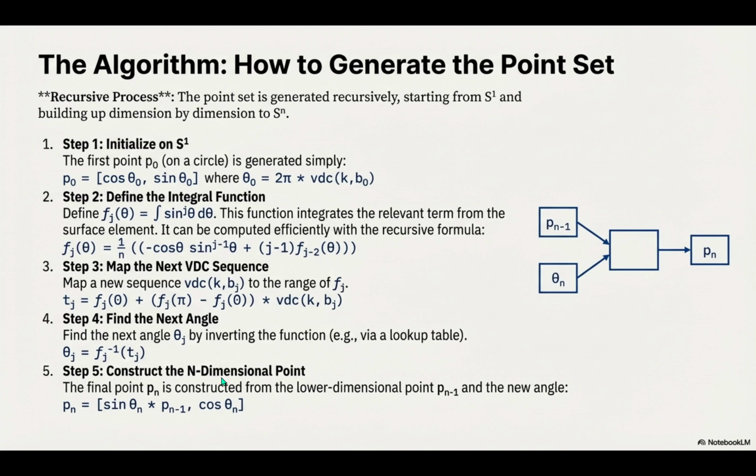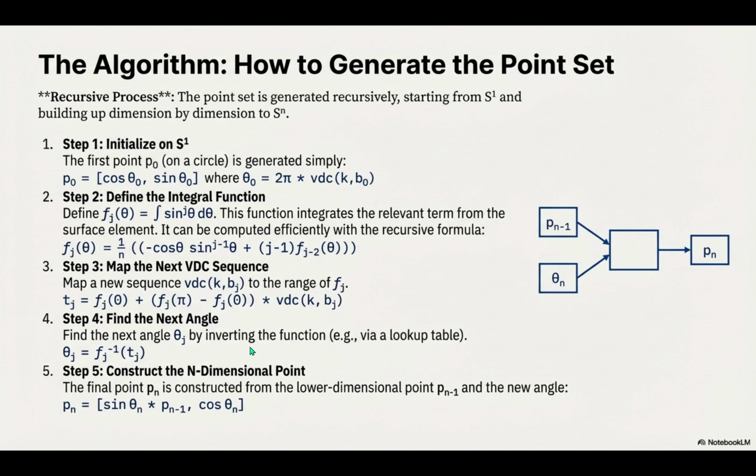Yeah. So once you have this recursive function F_j, how does it connect back to our building block, the van der Corput sequence? You take a new VDC sequence and you map it into the range of that function, F_j. This forces the density of your sampled points to perfectly match the nonlinear density that the spherical geometry requires at that particular stage. And then the final step is to find the actual angle, theta j. How do you do that?